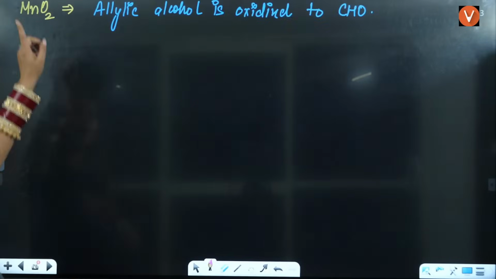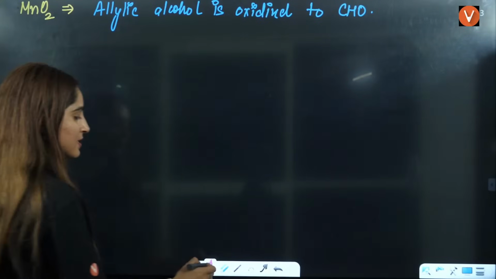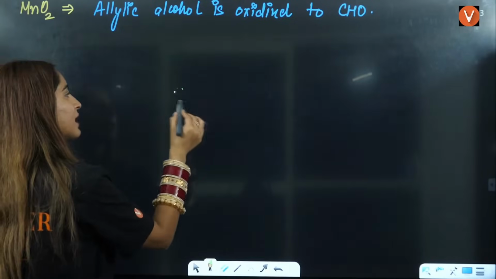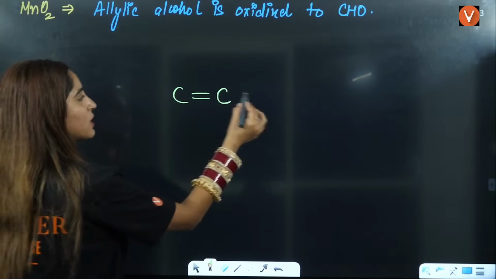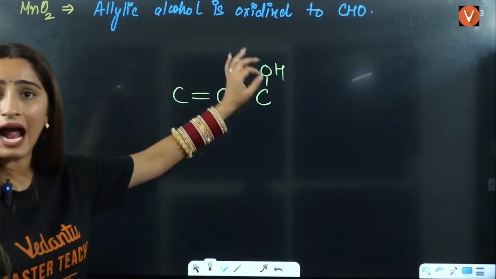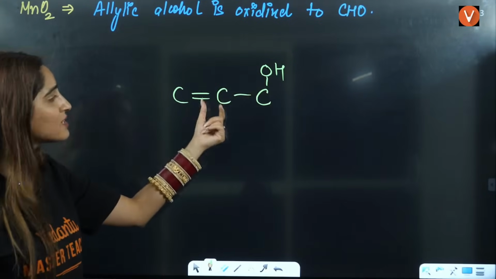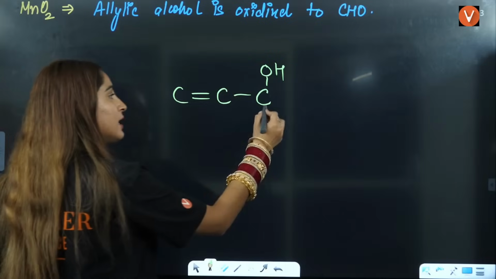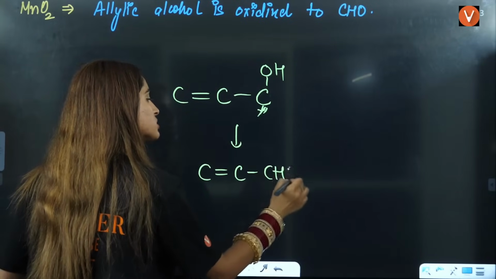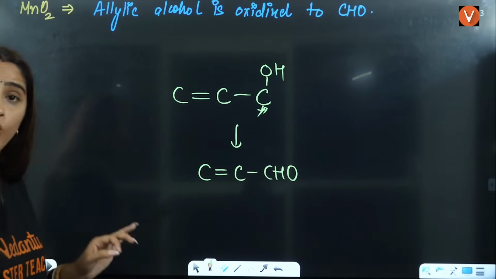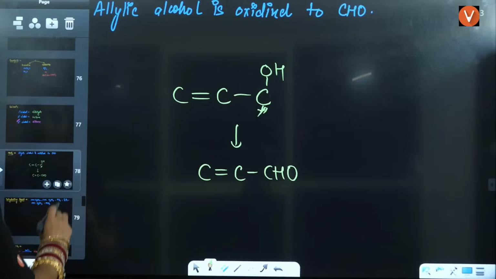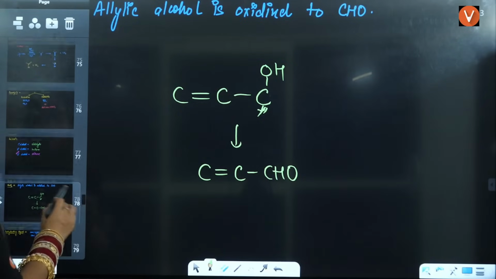Okay? If you have MnO2, then in this case only the allylic alcohol is oxidized to CHO. Allylic means this kind of thing. You have this alcohol, and if the carbon where OH is attached is attached to a double bond, that is the allylic position, then only this will be oxidized to CHO. Only the allylic position when you have MnO2. Is that clear to everybody or not?